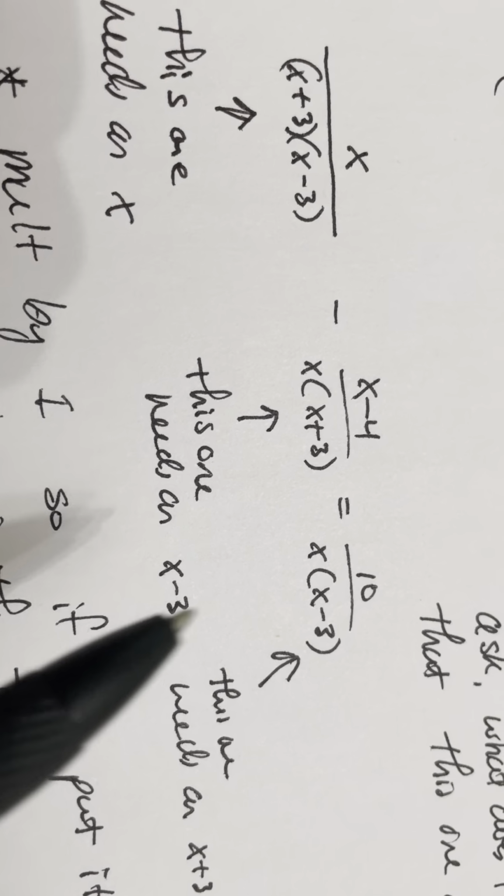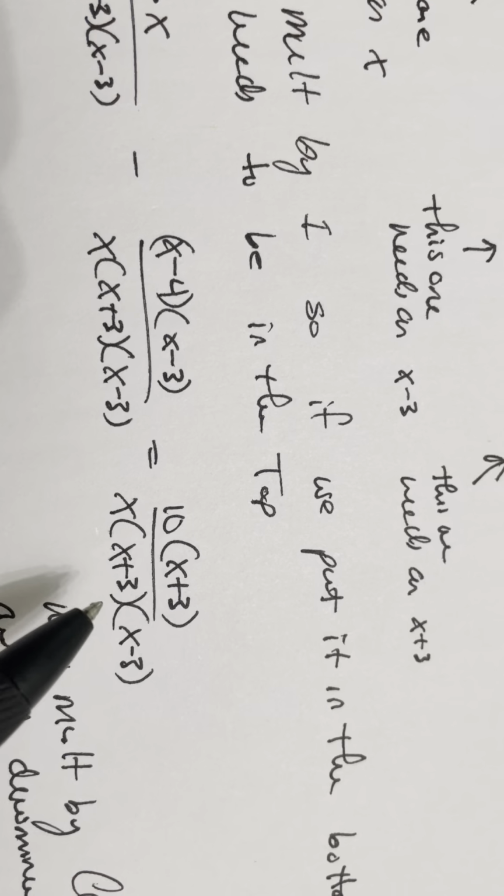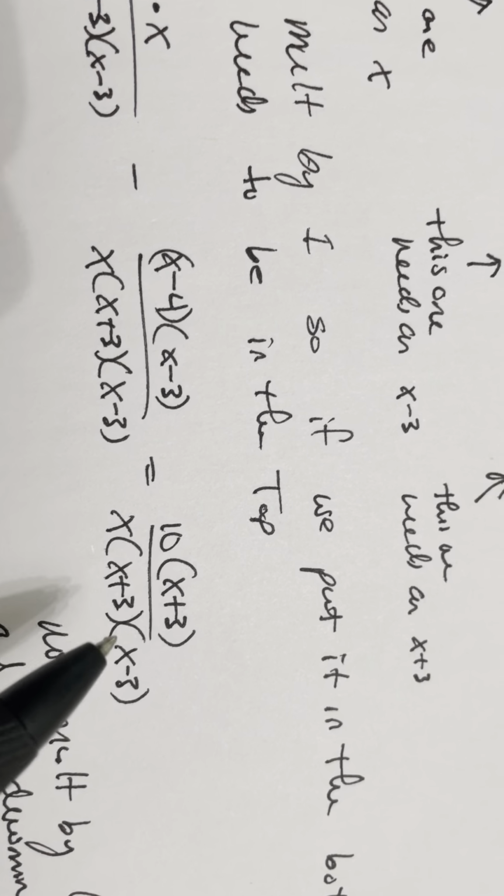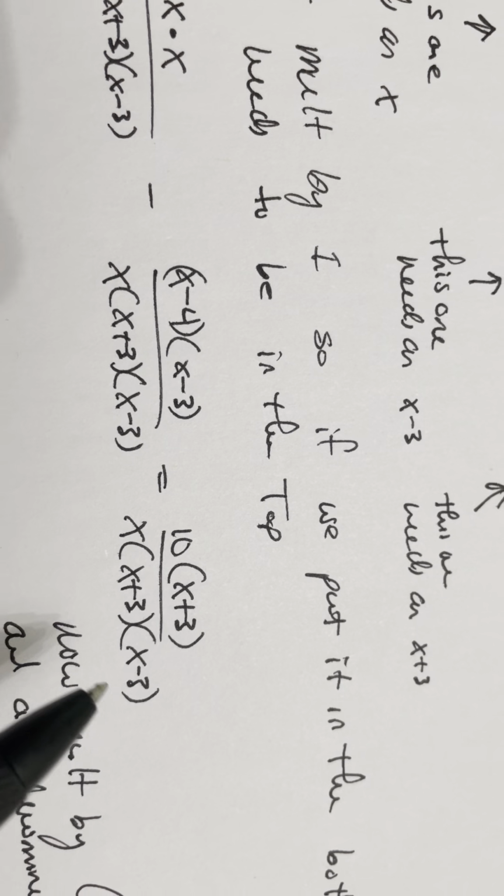And my next comment is, we want to multiply by 1, so whatever we put in the bottom, we need to put in the top. This one needed an x, so I put an x in both. This one needed an x minus 3, so I put that in both. This one needs an x plus 3, so I put it in both. And remember that multiplication is commutative, so I can shift the binomials around.